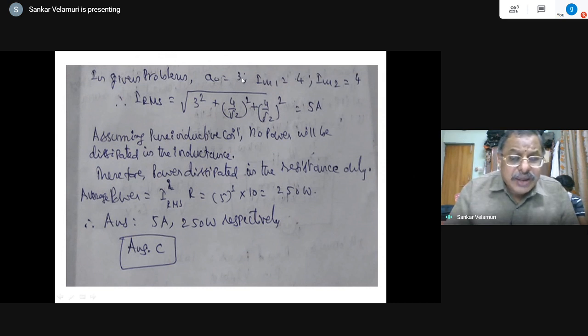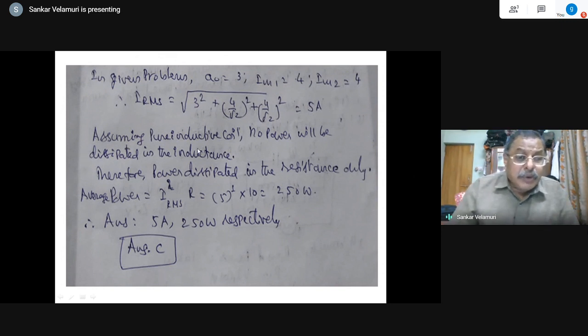I naught is equal to 3, Im1, the peak value, is 4, Im2 is equal to 4. Therefore, I RMS square is equal to I naught square, which is 3 square, plus (Im1 by root 2) square, which is (4 by root 2) square, plus (Im2 by root 2) square, which is (4 by root 2) square. The square root of that entire thing is 5 amps.